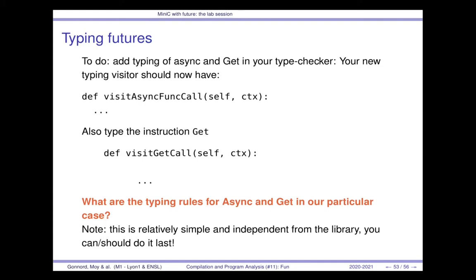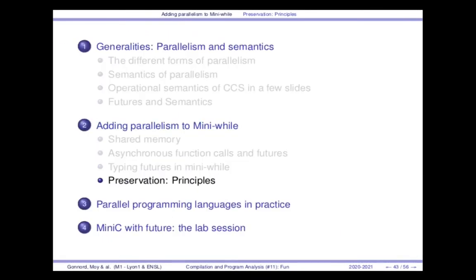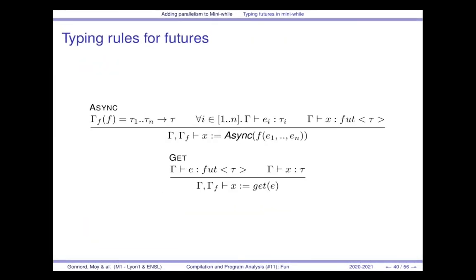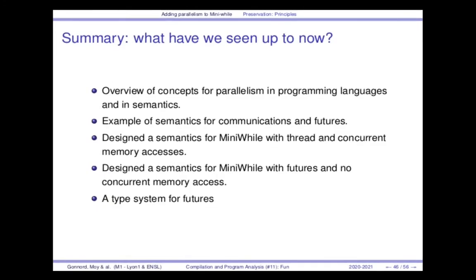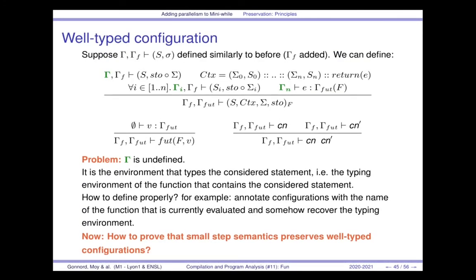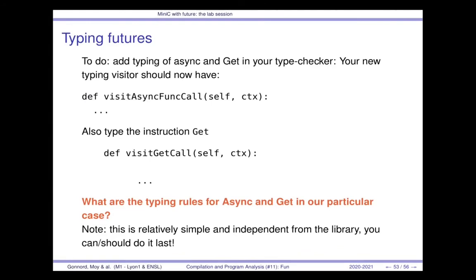So the question you should ask yourself is what are the special cases of async and get typing compared to what we had before? You won't have to implement exactly these rules here because you don't just have a single parameter, you have int at plenty of places. So the first thing you could do is just rewrite the specific version of these typing rules in the special case that is constrained by our specific case.